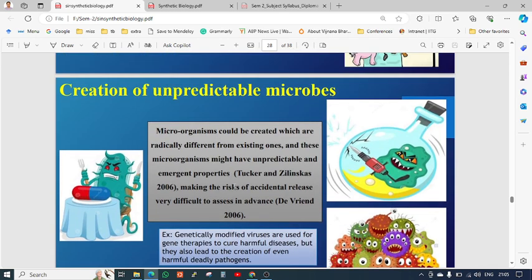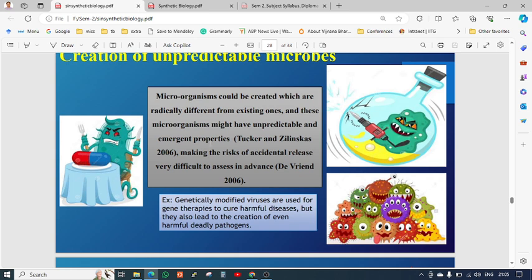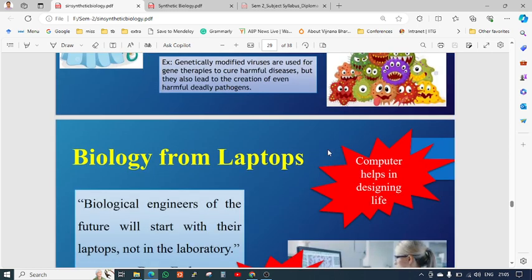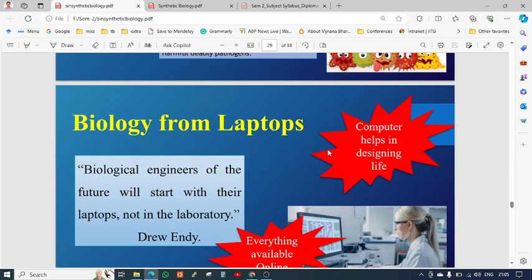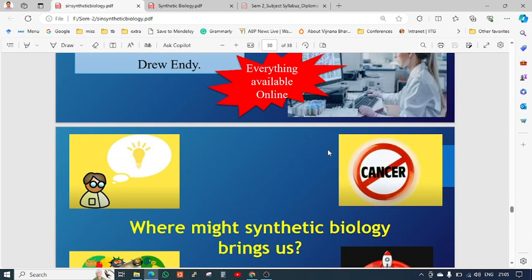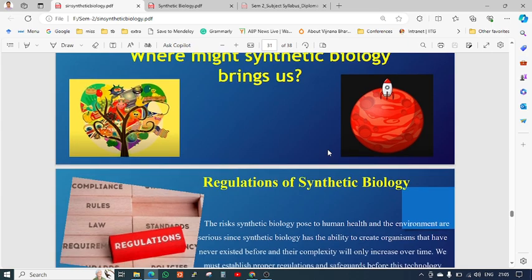Then creation of unpredictable microbes. Obviously, we do not know whether these microbes are pre-existing in the world, like whatever we are studying that already exists. But if they are alien species which cannot be from the world, you are mistakenly making some strange alien species that may be a risk to our environment or total humanity. So biology from laptop means it will start from DNA sequencing and end with new organisms which can be applicable in different things.